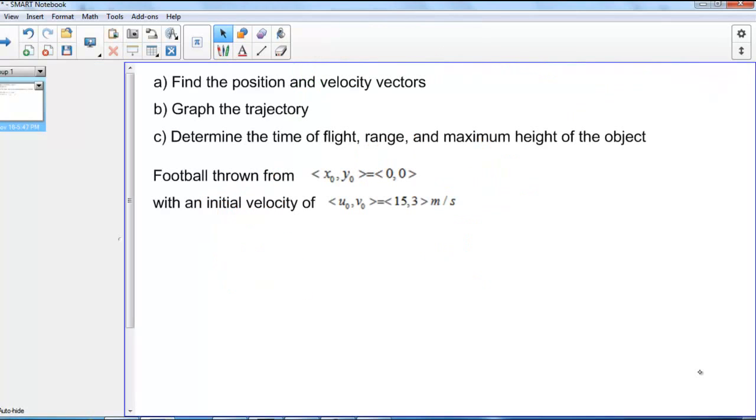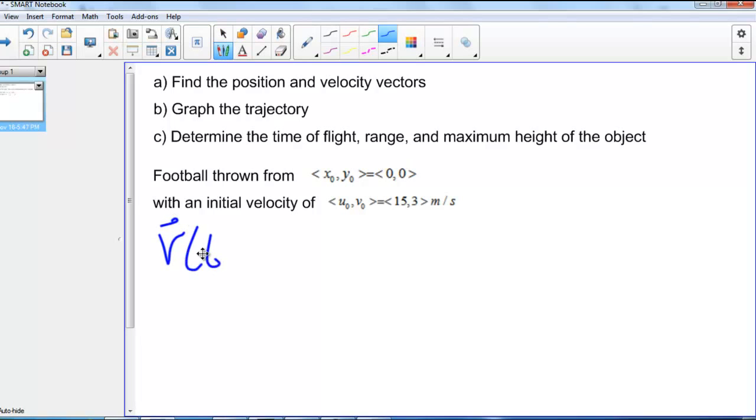So let's find the position and velocity vectors. Graph the trajectory, determine the time of flight, range, and maximum height of the object for a football thrown from the initial point 0, 0 with an initial velocity of v naught equals 15, 3 meters per second. So first of all, let's find our velocity.